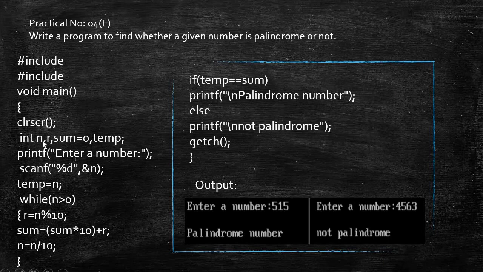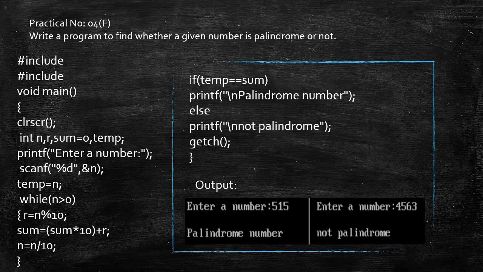Now over here we are introducing the variables n, r, sum equal to 0. For the sum variable we have declared the value 0, and the tmp variable. Through the n variable, the user is entering the number. Now that number will be stored within the tmp variable. Now over here we are using a while condition.